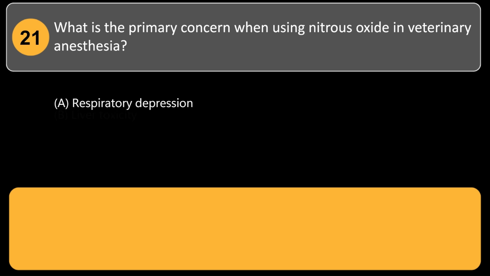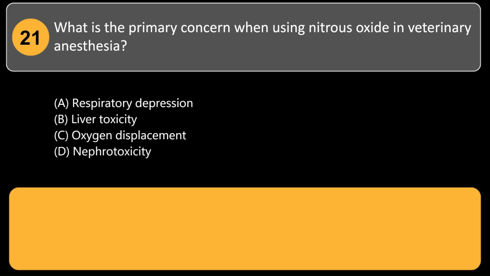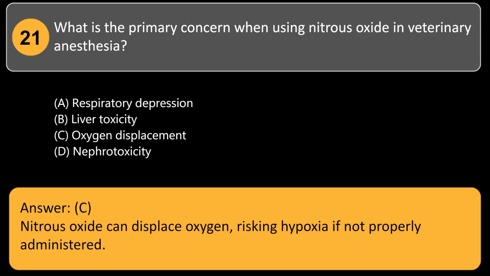What is the primary concern when using nitrous oxide in veterinary anesthesia? A. Respiratory depression. B. Liver toxicity. C. Oxygen displacement. D. Nephrotoxicity. Answer, C. Nitrous oxide can displace oxygen, risking hypoxia if not properly administered.